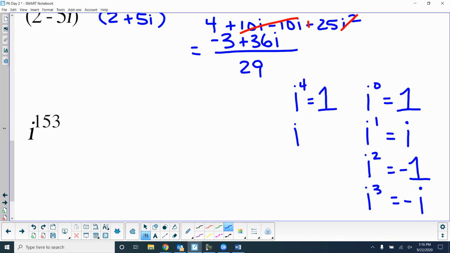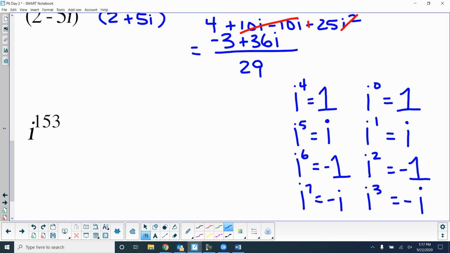i to the fifth could be i to the first times i to the fourth. What's 1 times i? 1 i. What are you noticing? It's starting to repeat, right? So what should this one be? Negative 1. Well, you're right. And i to the seventh, what's that going to be? Negative i. That's what's going to happen. It's going to keep repeating those 4 answers.